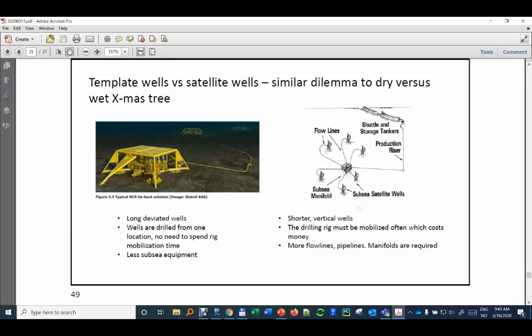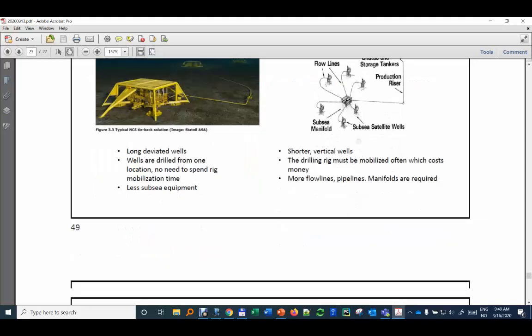While when you have satellite wells, then you can drill exactly on top of your target, which makes much simpler and cheaper wells. But the problem is that the rig has to be mobilized, because if they are too far away, then you have to move the vessel to drill, which takes time and costs money. Also, more subsea equipment is required, like flow lines, pipeline, manifold, template, jumpers, etc.